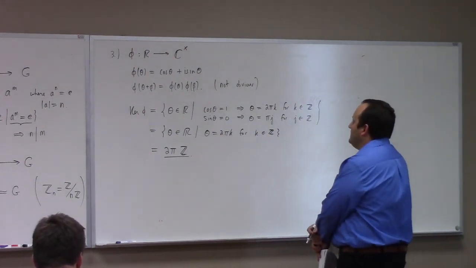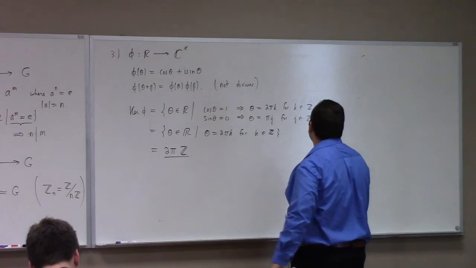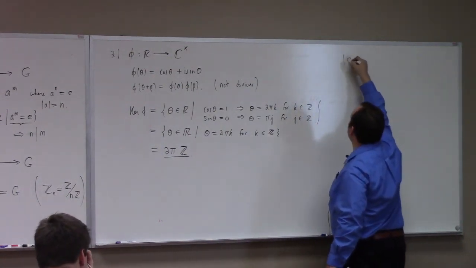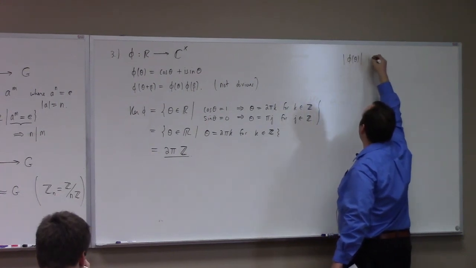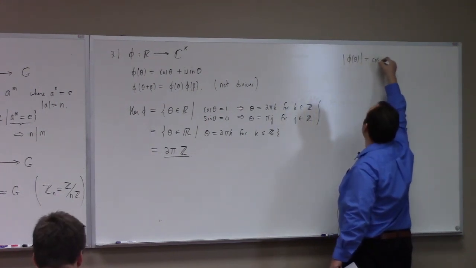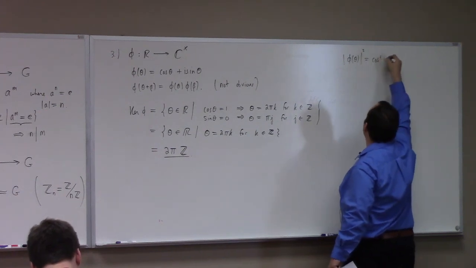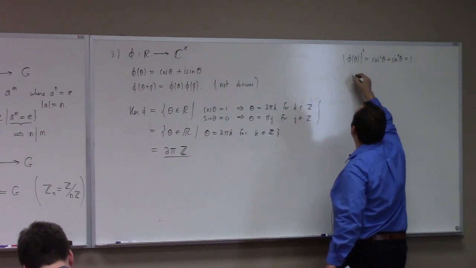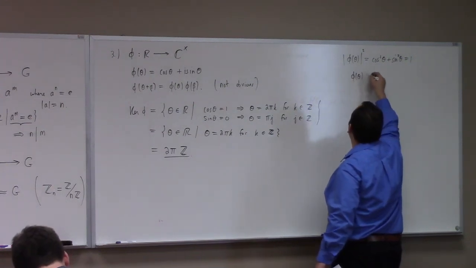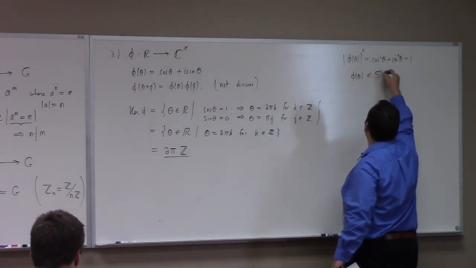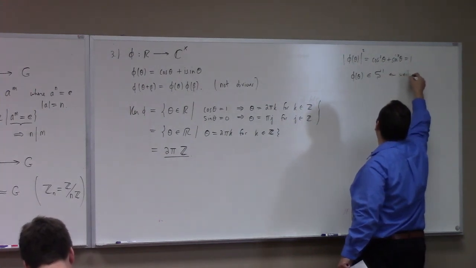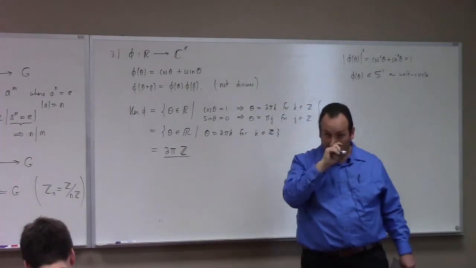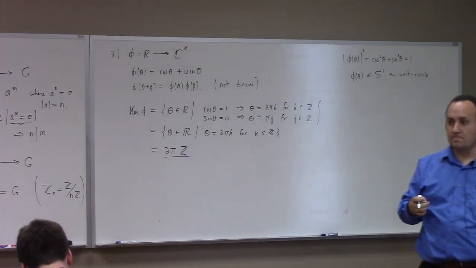And what's the image of phi? You can also show this. The modulus of phi of theta is equal to cosine squared theta plus sine squared theta, which is equal to 1. In other words, phi of theta is an element of what's called S1. This is the unit circle in the complex plane, which forms a multiplicative group, by the way.